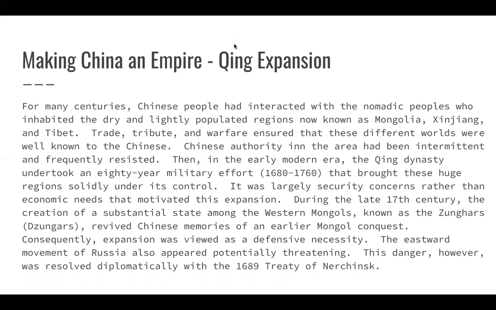It was largely security concerns rather than economic needs that motivated this expansion. During the late 17th century, the creation of a substantial state among the Western Mongols, known as the Dzongars, revived the Chinese memories of an earlier Mongol conquest, which, as you know, was the one of Genghis Khan. Consequently, expansion was viewed as a defensive necessity. The eastward movement of Russia also appeared potentially threatening. This danger, however, was resolved diplomatically with the 1689 Treaty of Nerchinsk.